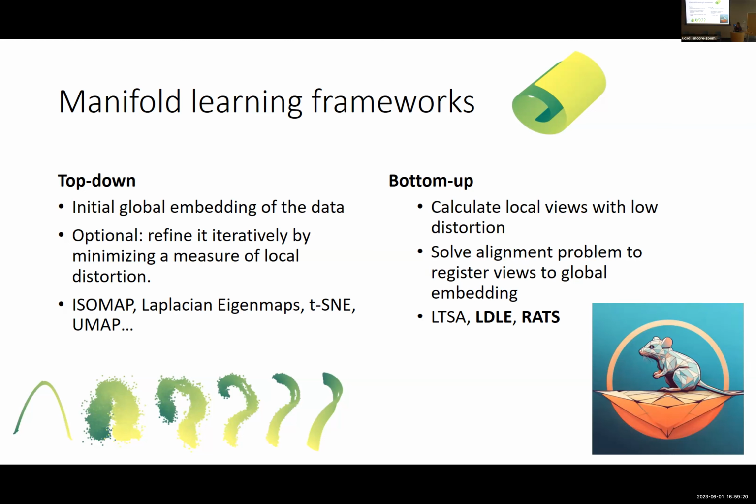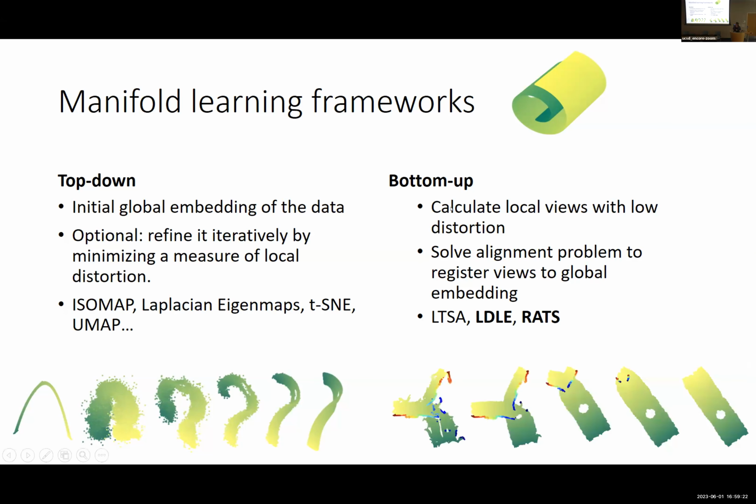We're not the first to do this. And in this kind of framework, we are calculating local views with low distortion. So we first want to make sure for every point it has a good parameterization that has low distortion, and then we're going to solve an alignment problem stitching these views together in order to get a global embedding. So that's what we have here below from prior work, which we called low distortion local eigenmaps, and this talk is going to be about RATS. So I'll explain the steps of this process.